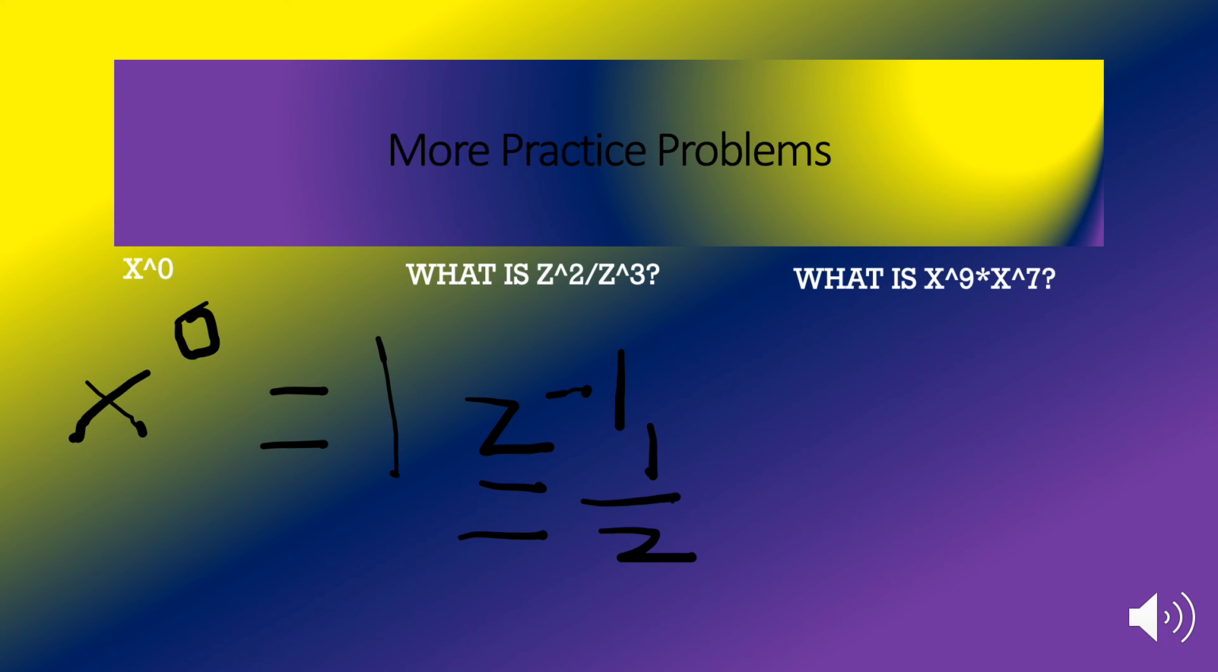What is x to the power of 9 times x to the power of 7? Well, you have to add the exponents. 9 plus 7 equals 16, so x to the power of 16 is the answer.